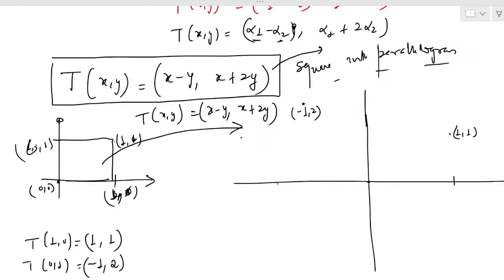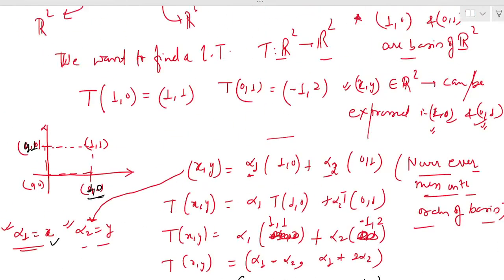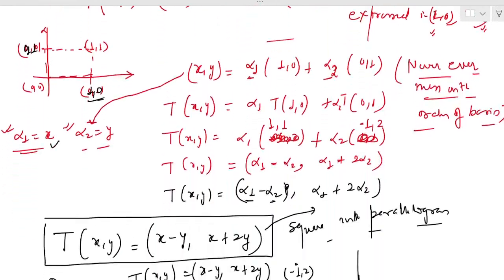And then I'll have to write T of 1 comma 1. T of 1 comma 1 would be 0 comma 3. So somewhere here, somewhere very far away, there would be T of 0 comma 3.